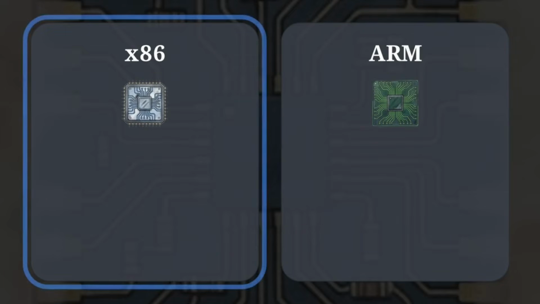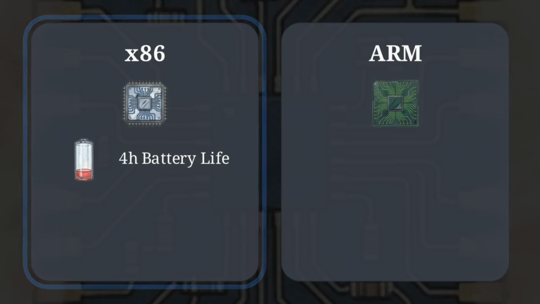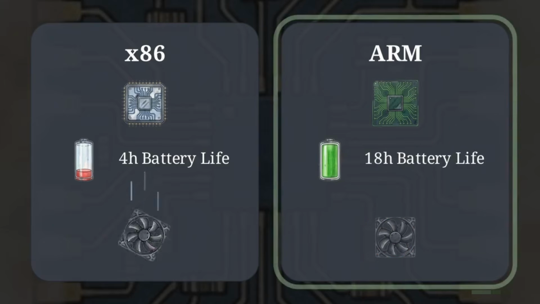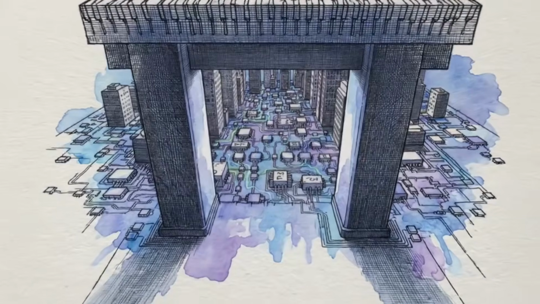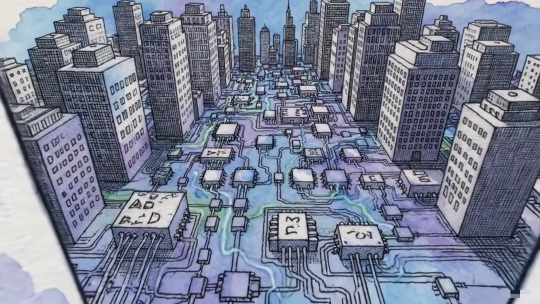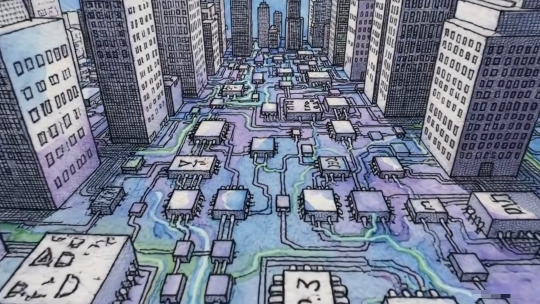This matrix shows two entirely different realities. On the left, the traditional x86 experience often means a 4-hour battery life and loud cooling fans. On the right, modern ARM devices push past 18 hours of battery life, running completely fanless. To truly navigate this split market, you need to understand the physical engineering differences etched into the silicon itself.